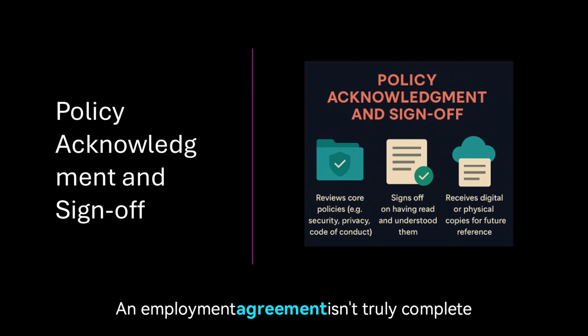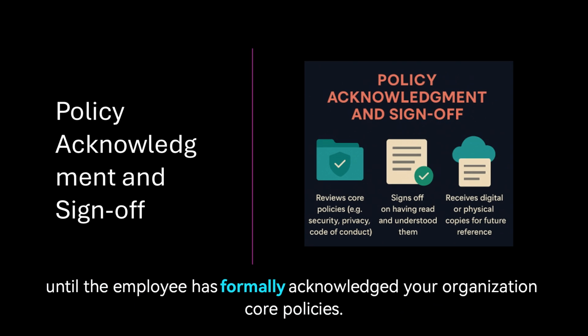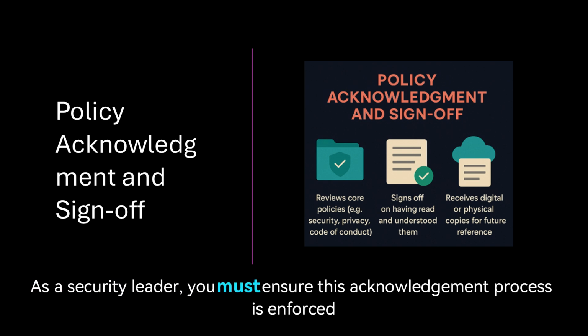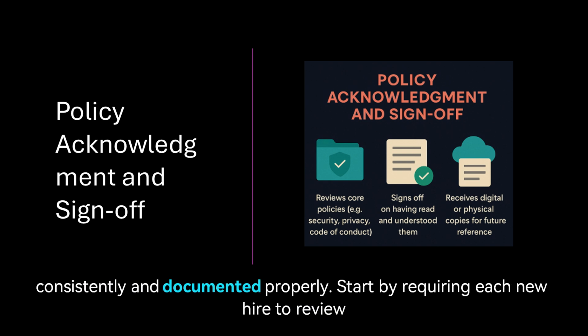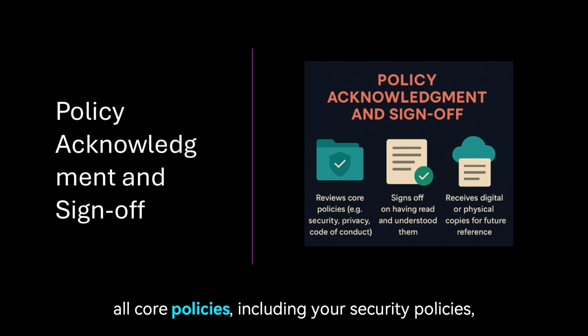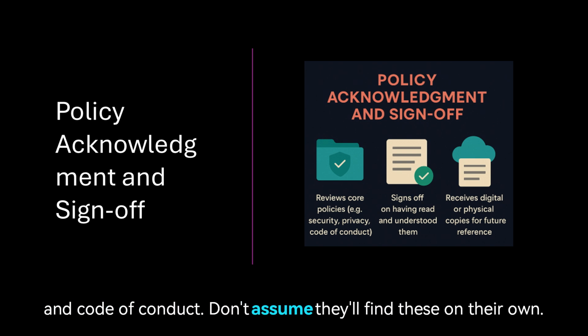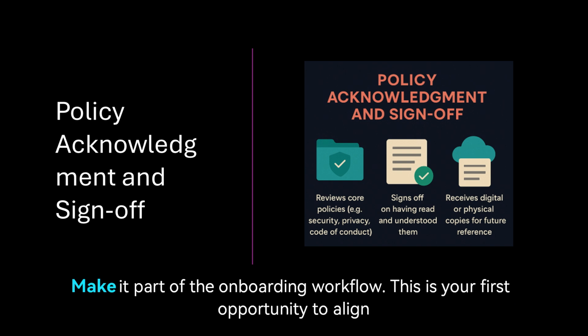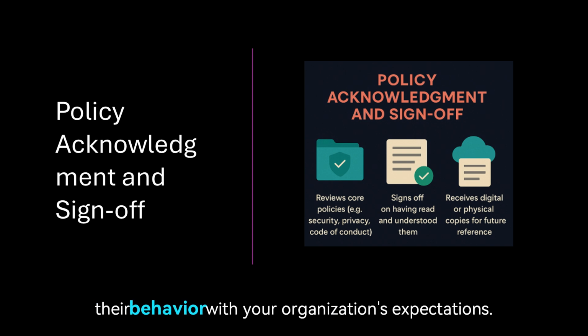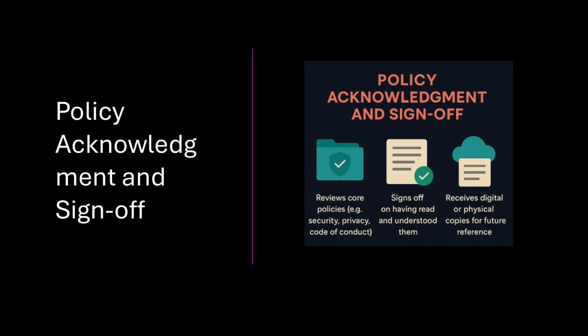An employment agreement isn't truly complete until the employee has formally acknowledged your organization's core policies. As a security leader, you must ensure this acknowledgement process is enforced consistently and documented properly. Start by requiring each new hire to review all core policies, including your security policies, privacy standards, acceptable use guidelines, and code of conduct. Don't assume they'll find these on their own. Make it part of the onboarding workflow. This is your first opportunity to align their behavior with your organization's expectations.